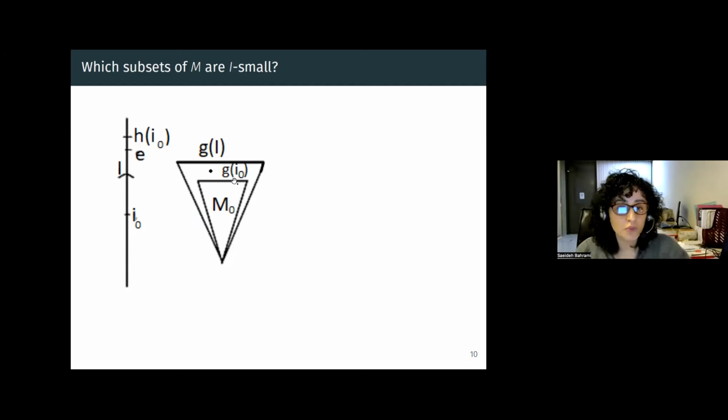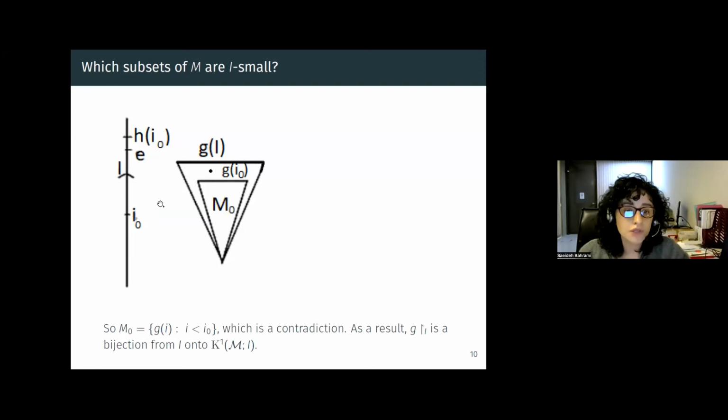Suppose that GI0 is not, so I0 is in I and this is not in M0. So by the definition, HI, the index of GI should not be in I. So by the strongness, it has to be larger than A. So suppose that I0 is the smallest one with these properties, that HI0 is larger than A.